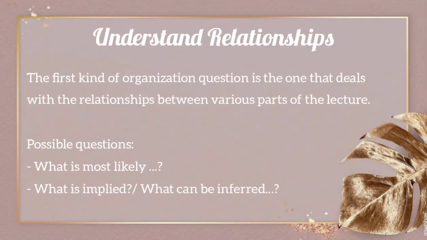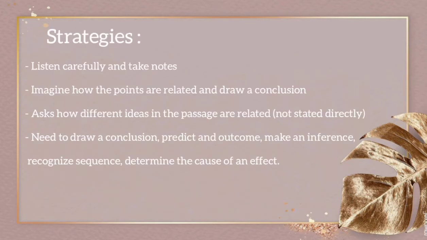Understand relationship. The first type of organization question is the one that deals with the relationship between various parts of the lecture. Possible questions: what is most likely? What is implied or what can be inferred? And these are the strategies to answer the question.